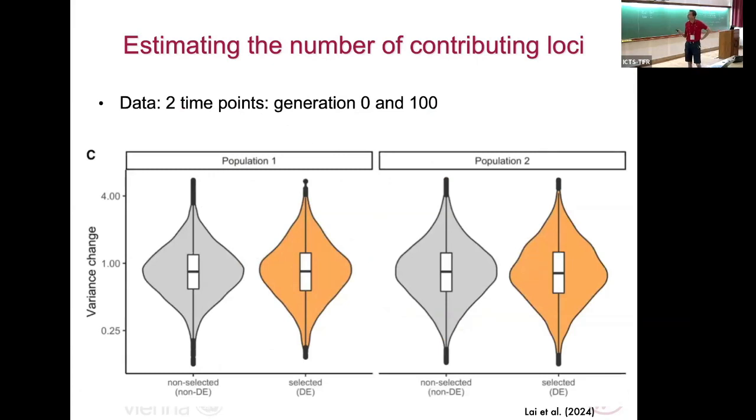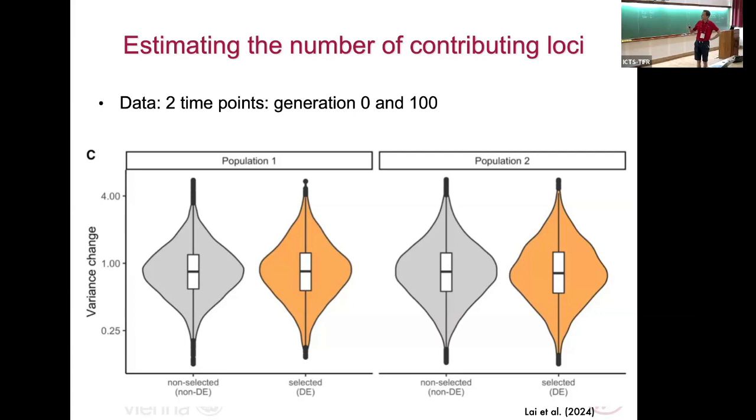Okay, so what do we see? Of course, our data are not perfect. We have only expression variance at 2 generations, 0 and 100. And this is again for 2 populations. And we look at the genes that are not selected versus selected. So how do we define selected genes versus non-selected? Non-selected are those that are not changing in mean, and the selected ones have a significant change in mean. And when we look at the variances, they are basically indistinguishable.